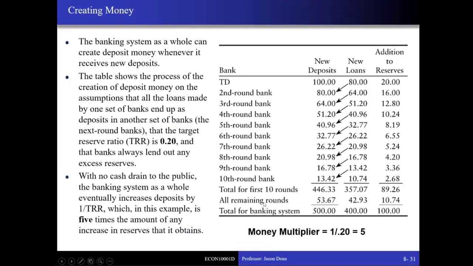Let's continue with the money multiplier process here in a table. This is another example. Here the reserve ratio is 20%. And then we have a new deposit of 100.